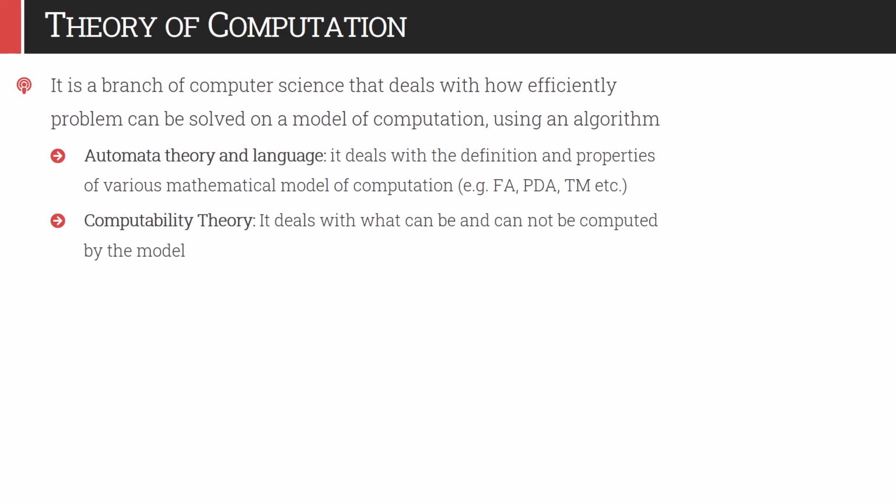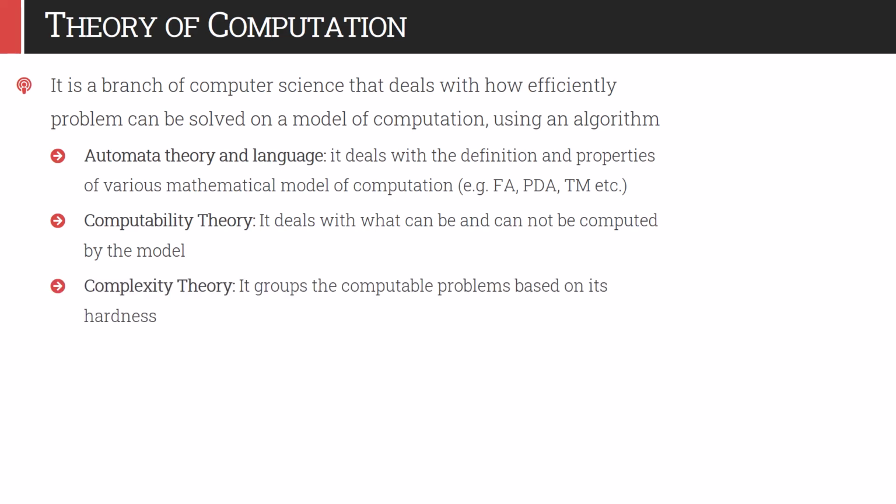Then there is another section called computability theory. It deals with what can be and what cannot be computed by the model. A model cannot do every kind of computation. Computability theory says what kind of problems can be solved and what kind of problems cannot be solved.